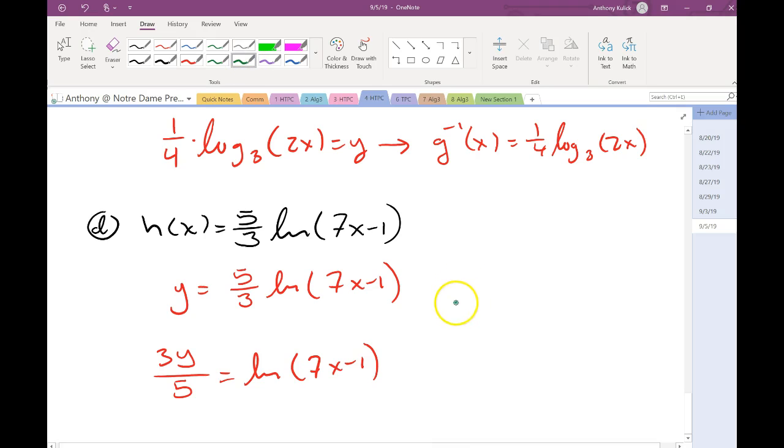So this natural log here, does anybody remember what a natural log is? The same as? Yeah, it's log base e. That's correct. Good job. So to cancel out that natural log, what do I need to do to both sides? We use the exponent base e.